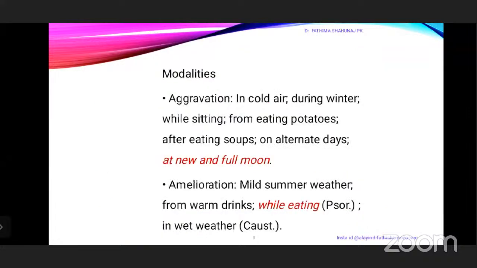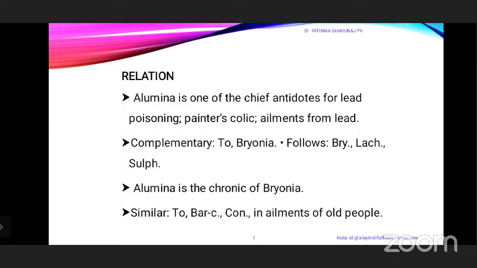Then modality, aggravation in cold air during winter while sitting, from eating potato, after eating soup on alternate days, at a new full moon. Amelioration, mild summer weather, from warm drinks and while eating. This is compared with psorinum. In wet weather, it is compared with causticum. Then relation, alumina is one of the chief antidotes for lead poisoning and painters colic and ailments from lead. Complementary to bryonia. Then followed well by bryonia, lac caninum, sulfur. Then alumina is the chronic of bryonia. Similarly to baryta carb and conium in ailments of old people.